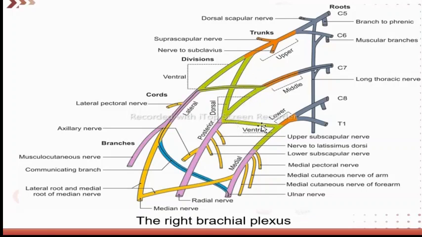So all the dorsal divisions unite, and they form the posterior cord. Then the ventral divisions of the upper trunk and middle trunk unite to form the lateral cord, and the ventral division of the lower trunk continues as the medial cord. So two things to remember: the C7 root continues as the middle trunk, and the only division that forms the medial cord is the ventral division of the lower trunk continuing on.